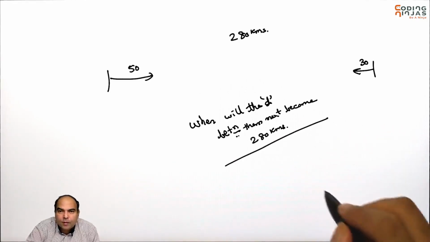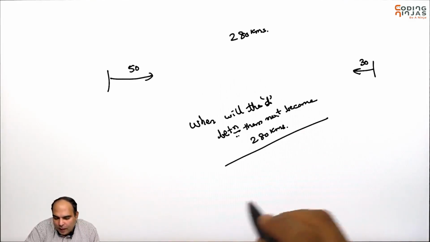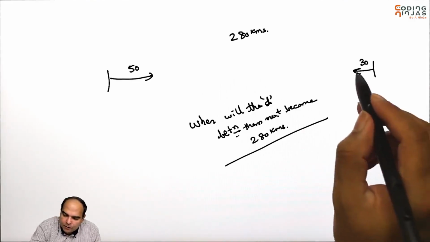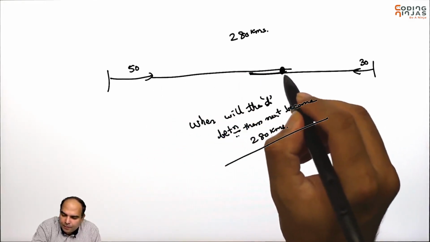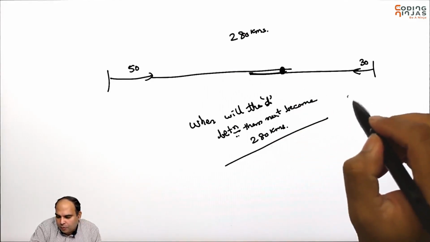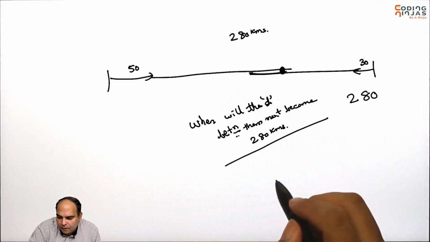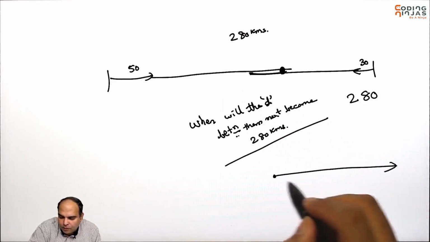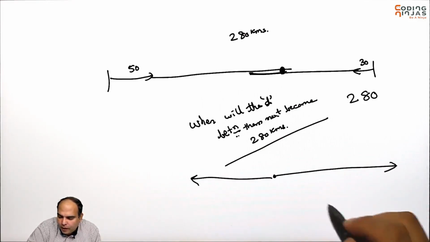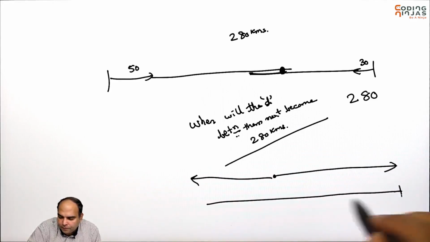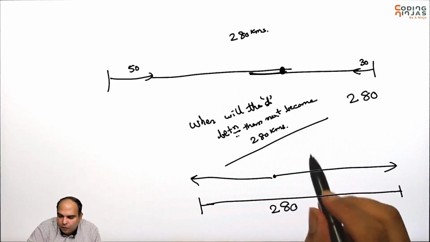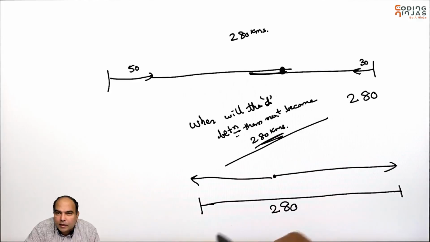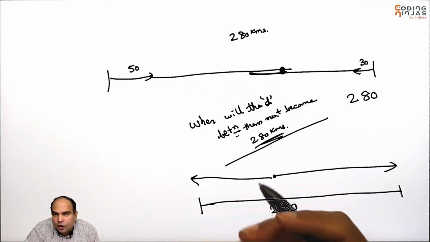When will the distance between them next become 280 kilometers? For that you have to visualize that first they have to approach each other and reach the meeting point. So the approach required is 280, and then from the meeting point they again have to separate by 280 for this scenario to happen, that the distance between them is again 280 kilometers.